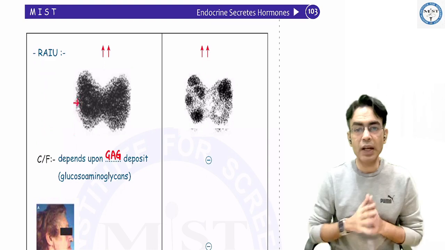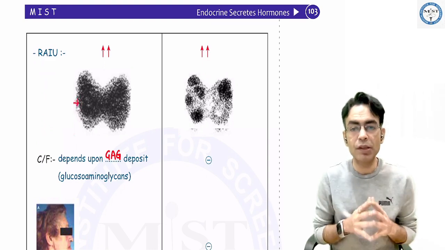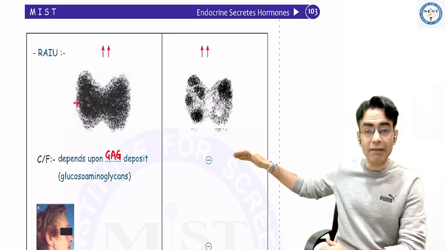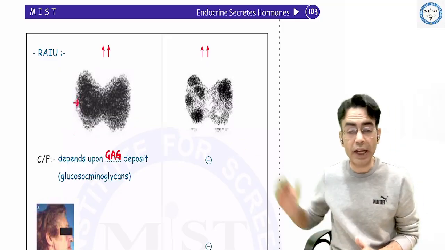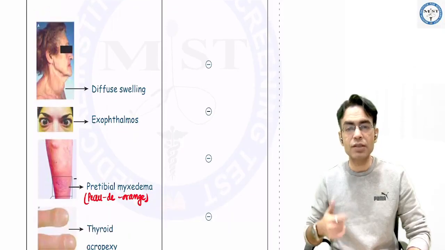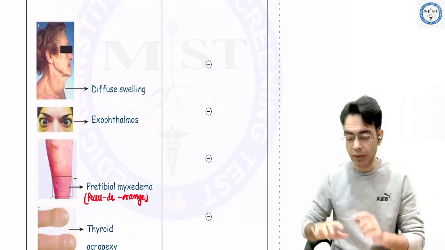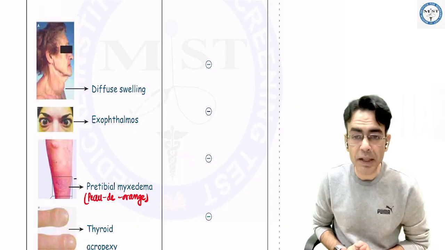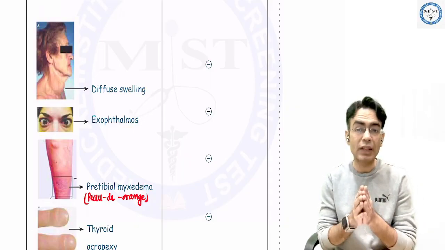Now, whatever features you are getting in Graves' disease are due to the presence of glycosaminoglycan, and you do not have this GAG deposit in toxic adenoma. And what are the symptoms of Graves' disease? It is diffuse swelling. You have thyroid acropachy. You have pretibial myxedema, and you will have exophthalmos.